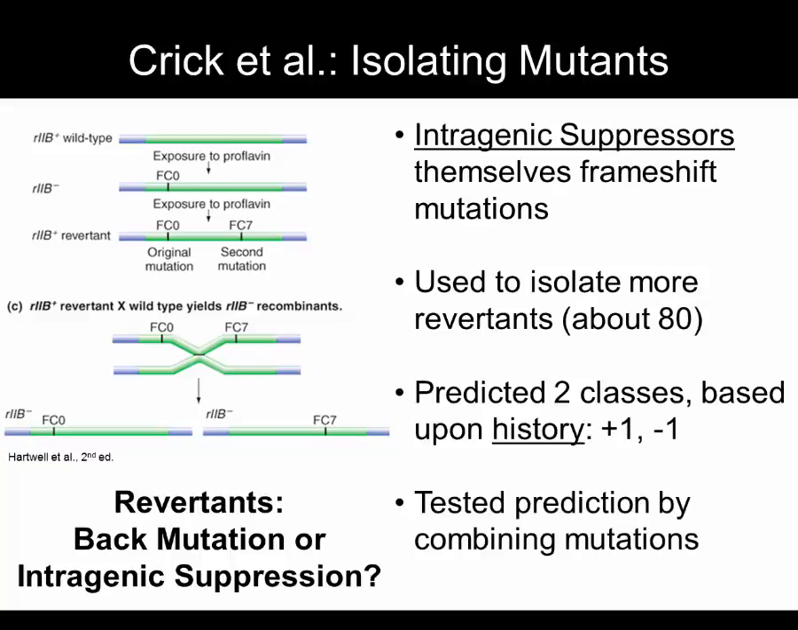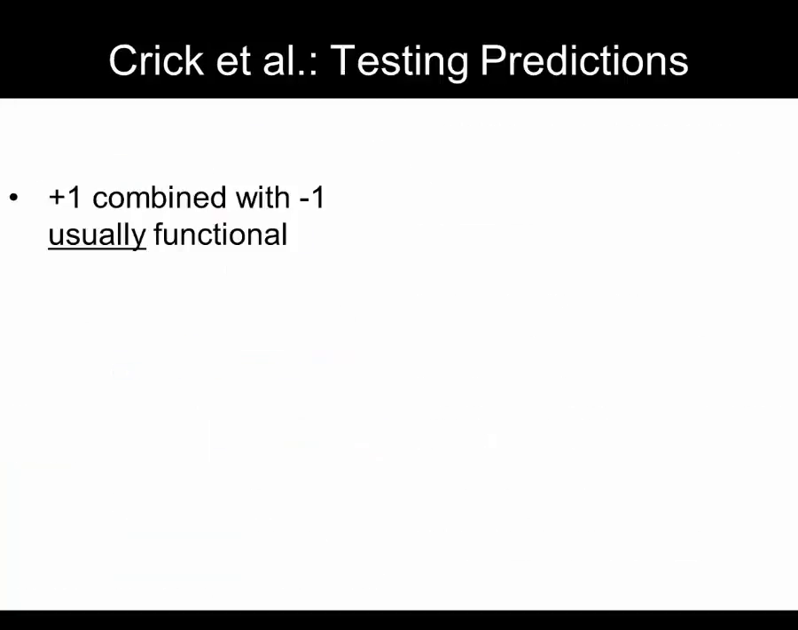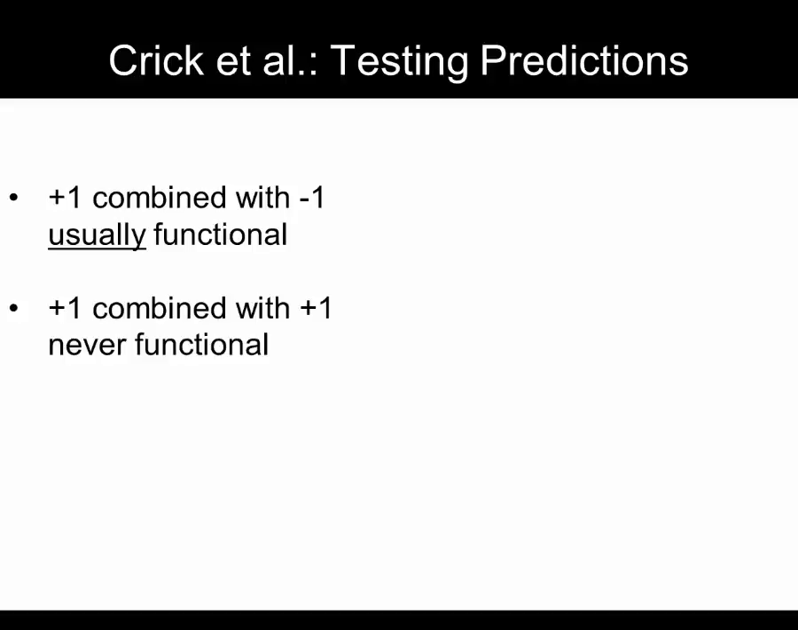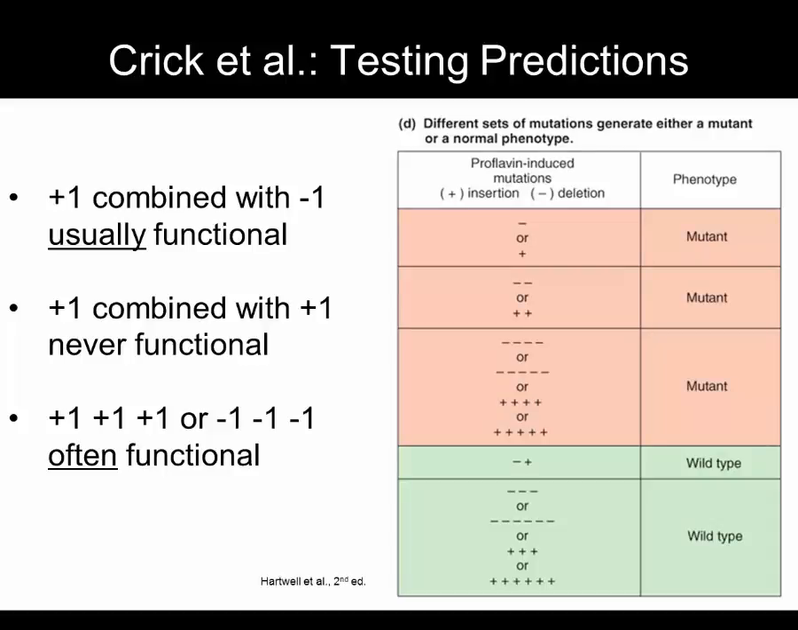Next, they made various combinations of mutants to see how they functioned. They saw that a +1 mutation with a -1 mutation would usually be functional, but putting two +1 mutations together would not. Same with two -1 mutations. But 3 +1 mutations, or 3 -1 mutations, would often appear wild-type. Here's a table showing the full pattern they saw.